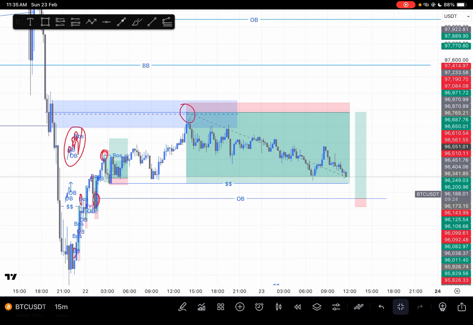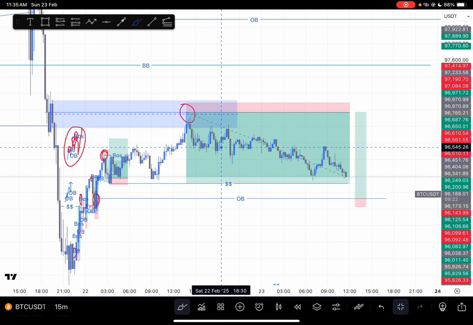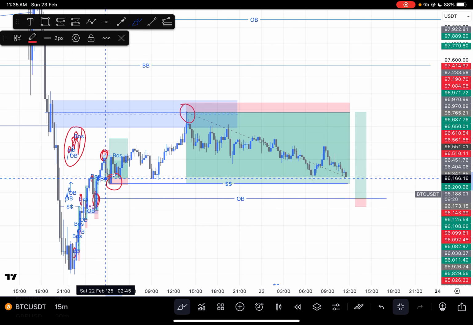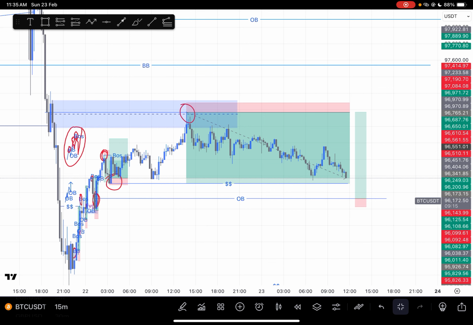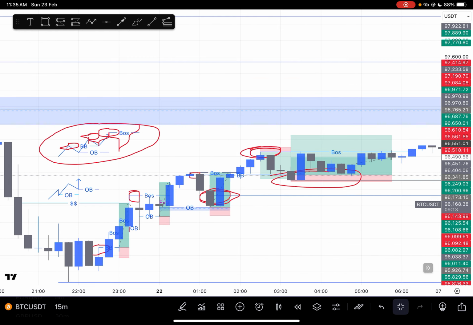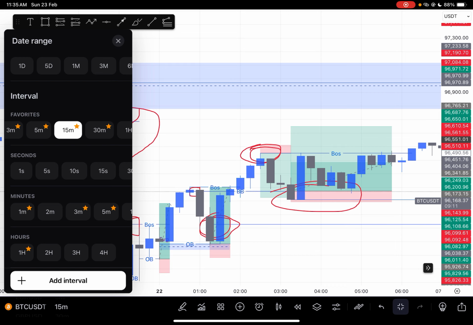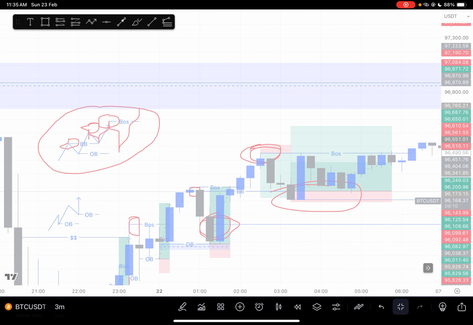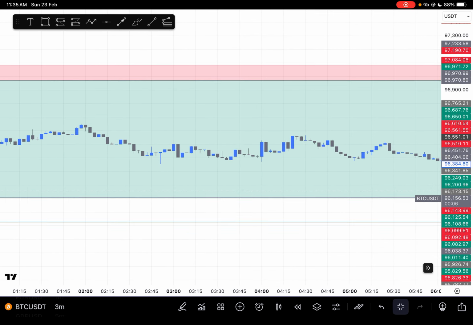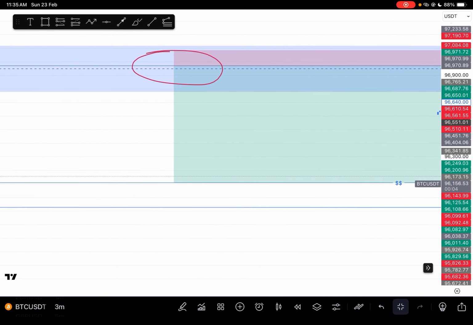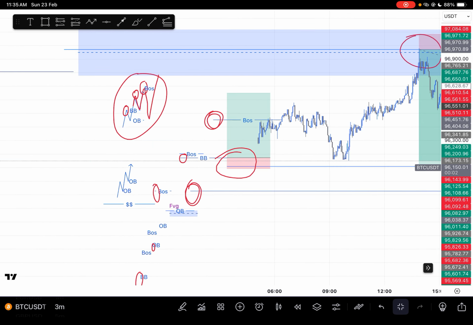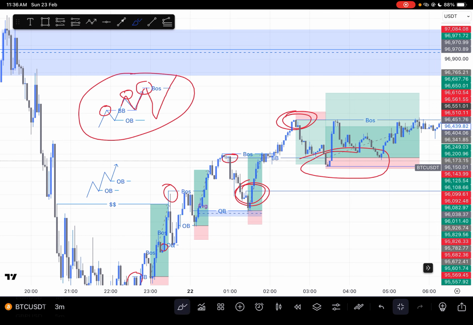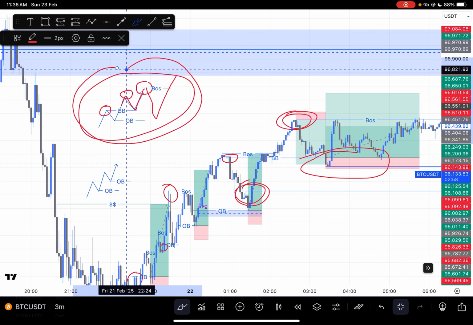Then I'm using this previous low as my liquidity, and the order block in this kind of coming, using that as my liquidity. With this kind of pattern, each time price uses the breaker block first before coming back down to use the other block.